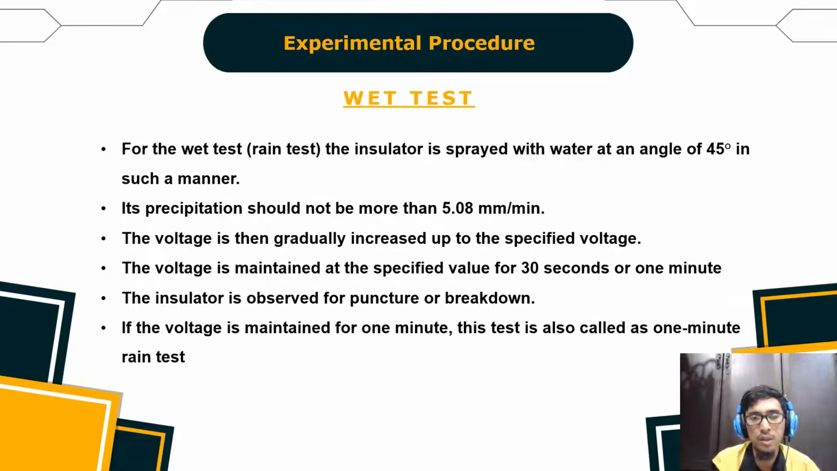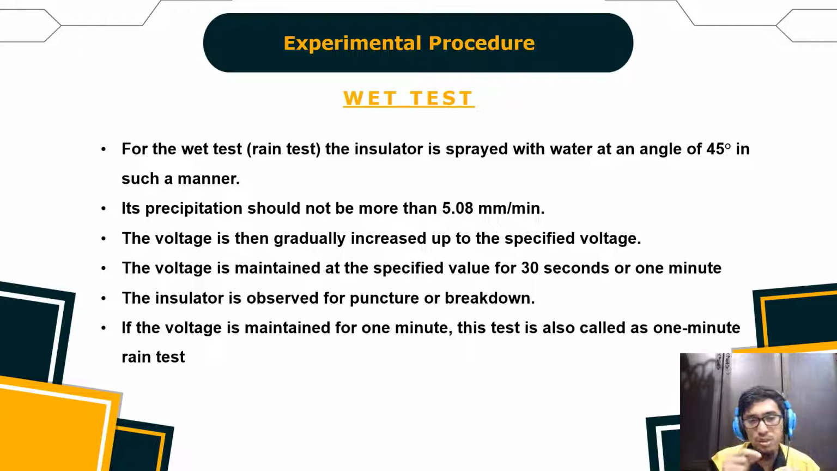And then for the wet test for the HVAC temporary overvoltage. The wet test is the rain test, which involves liquid water. The insulator is sprayed with water at an angle of 45 degrees. So the 45 degree angle is really important. Its precipitation should not be more than 5.08 millimeters per minute. The voltage is then gradually increased up to the specific voltage, and then maintained at the specific value for 30 seconds.